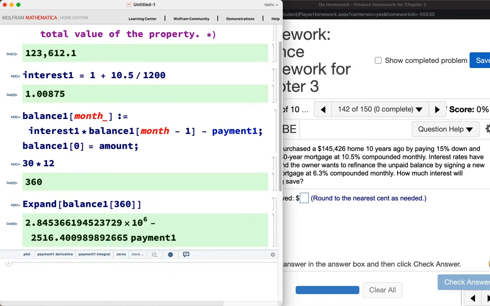So this is a simple linear equation. It's linear in payment1, and this is going to be equal to 0 because when we're done paying off the mortgage, we owe $0. We owe $0 when we are done paying our debt. We owe nothing, or $0.